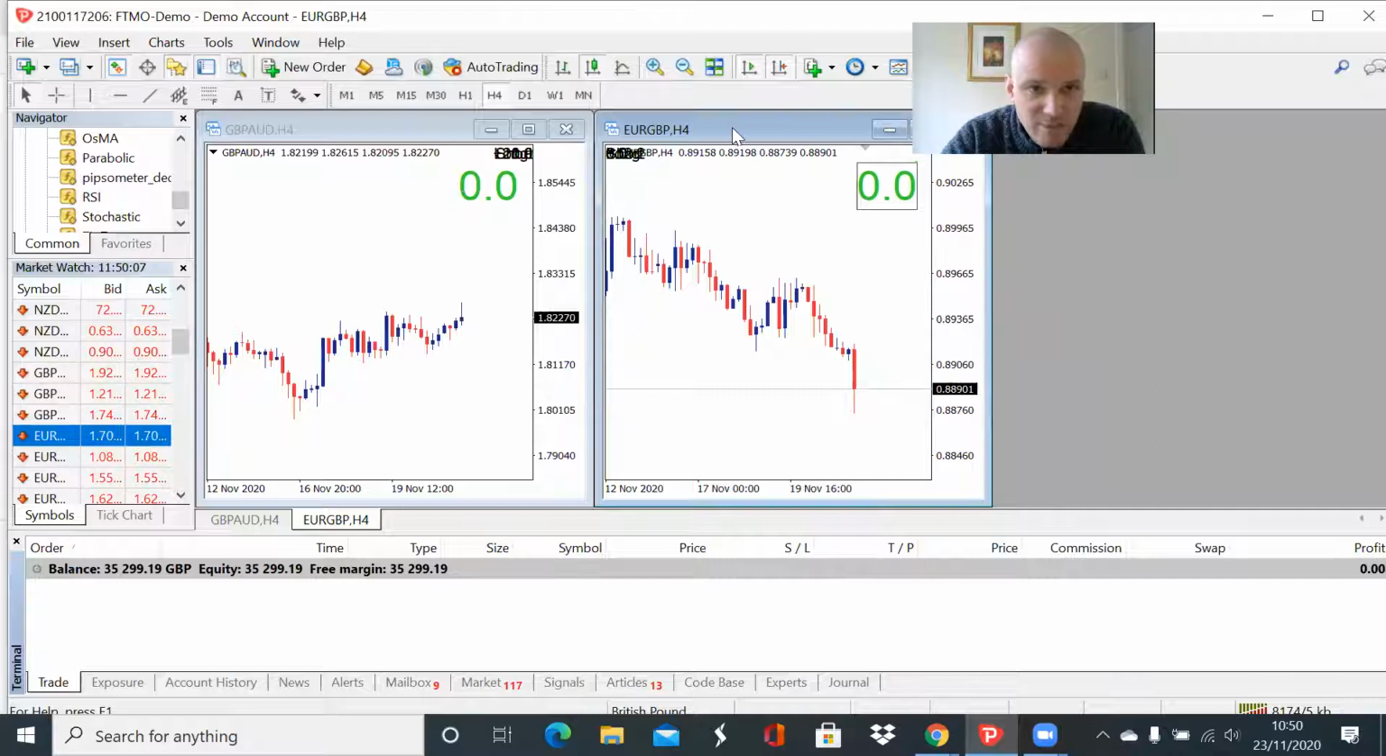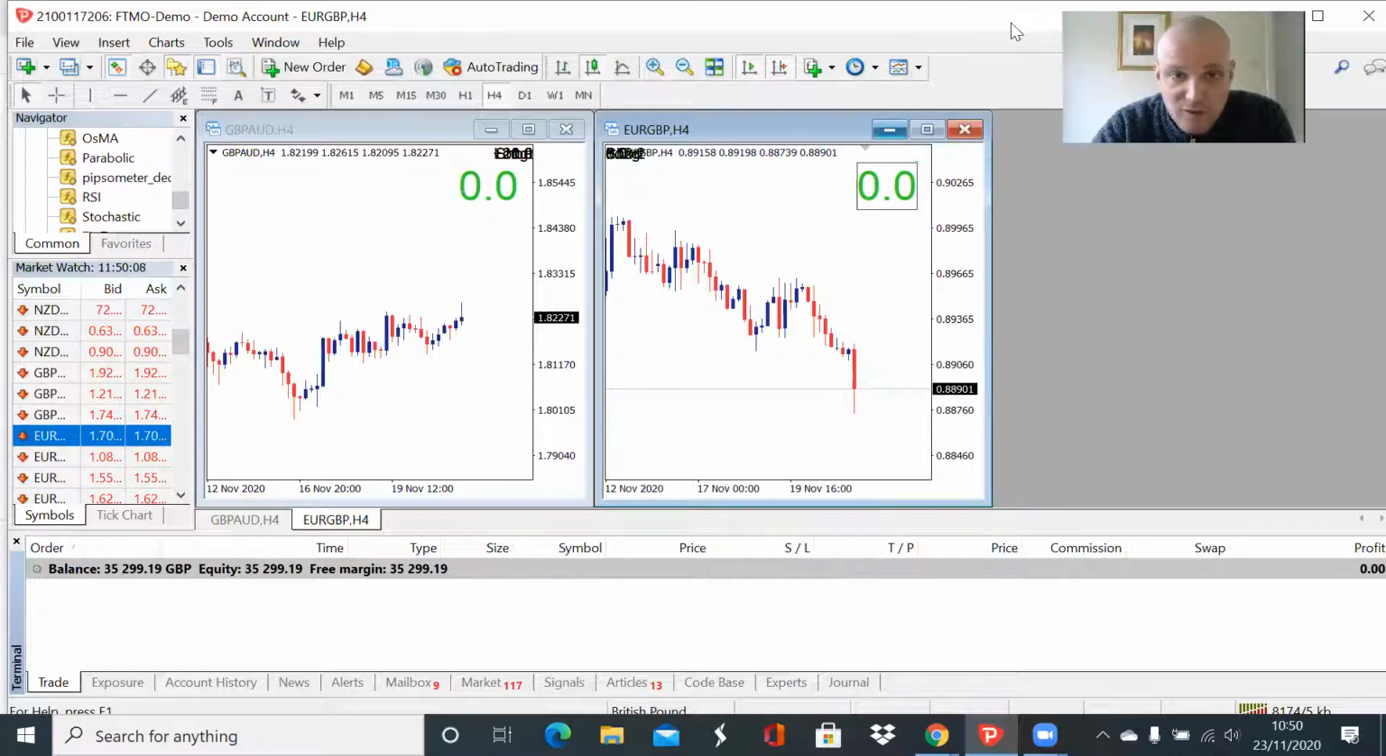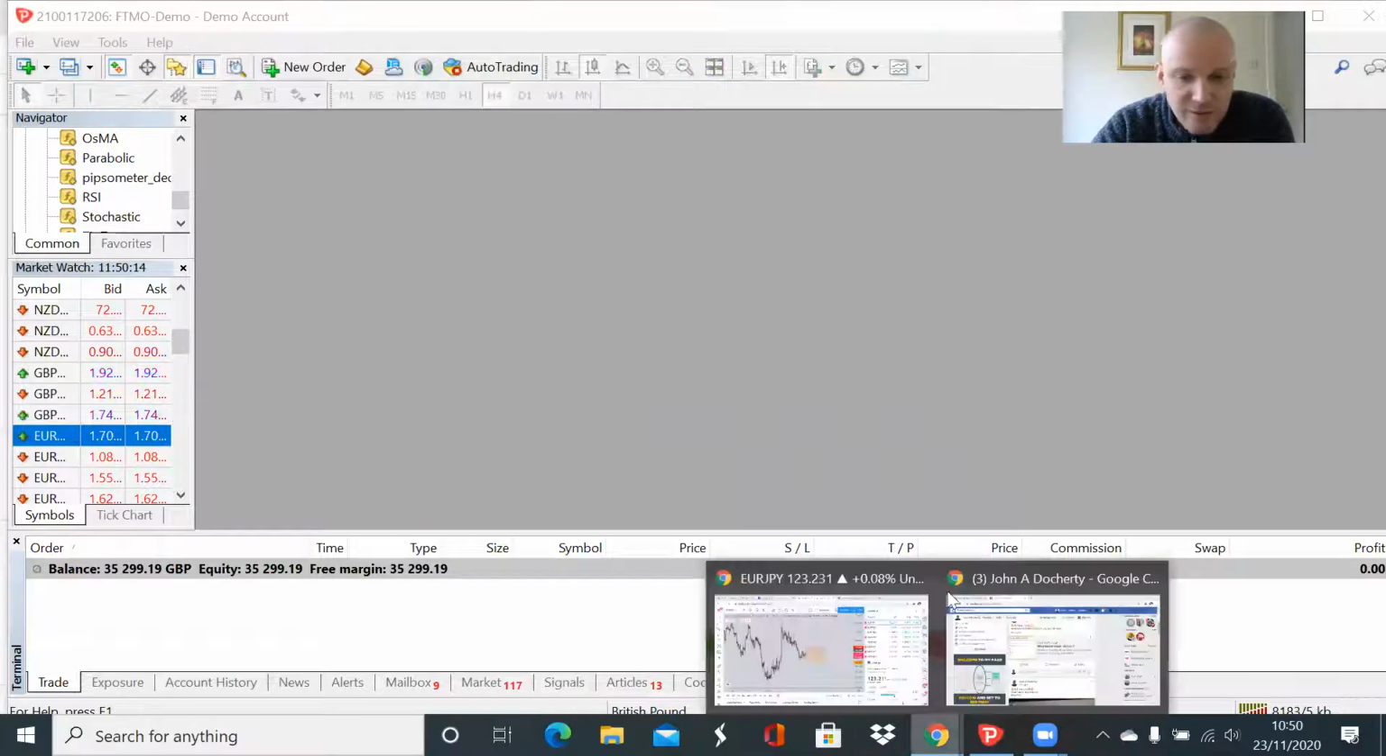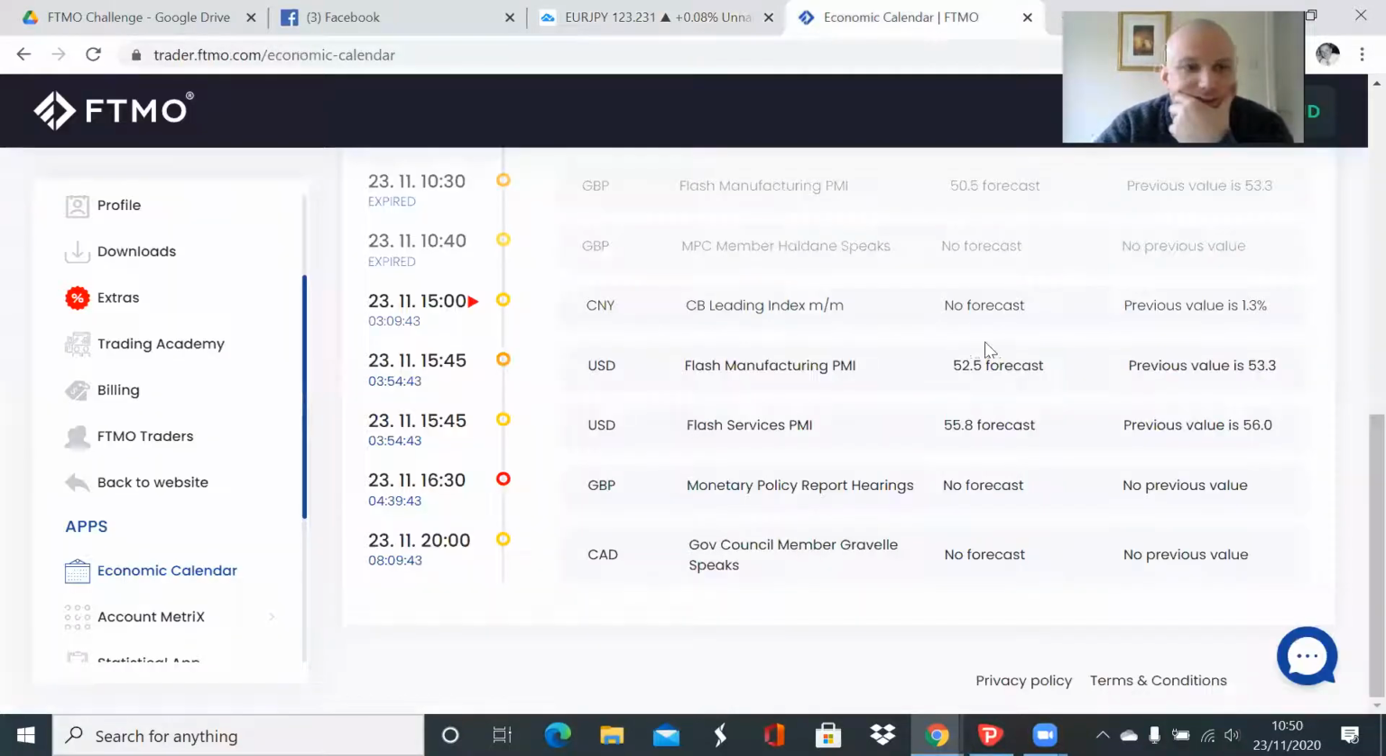The FTMO challenge. We might as well just go on to the actual website. Let's have a look, see where we are. So this is a rundown. This is the economic calendar, okay? You're not supposed to trade when these are in the red. So you've got the circles here, and the next red news is the GBP, and it's going on European Central Time, I do believe.